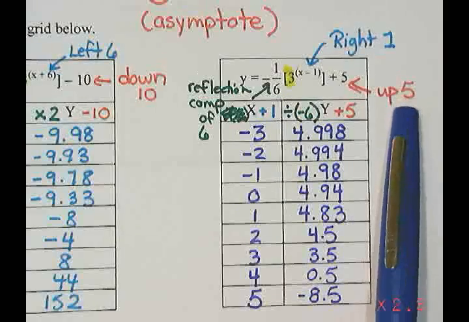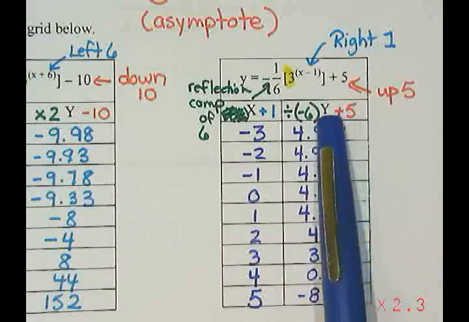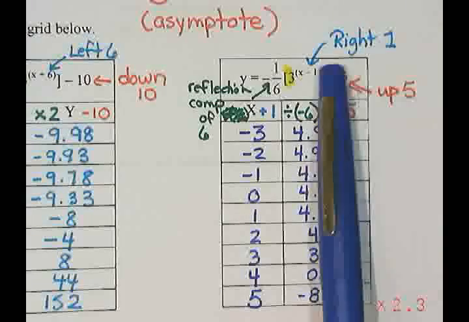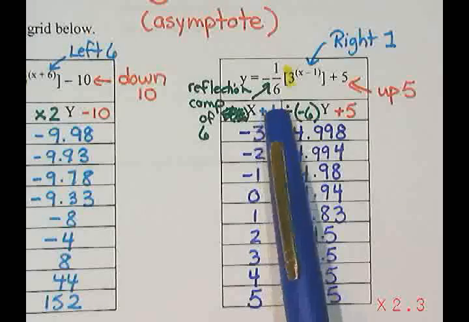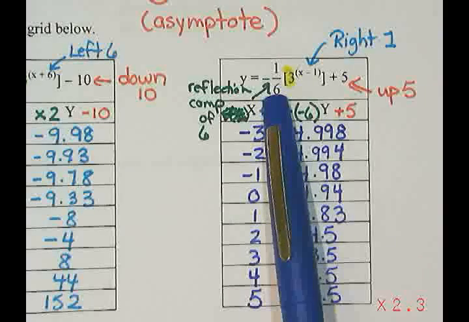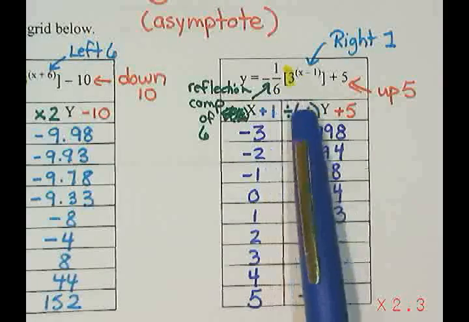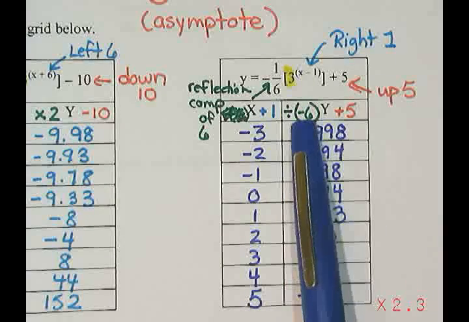Since we were going up 5, we decided to add 5 to the y since it's changing the y values. Right 1 would change the x value, so we did the opposite and added 1. And then to do our vertical reflection and compression of 6, we divided by 6, that's what the compression is, and then we put the negative in to do the reflection.